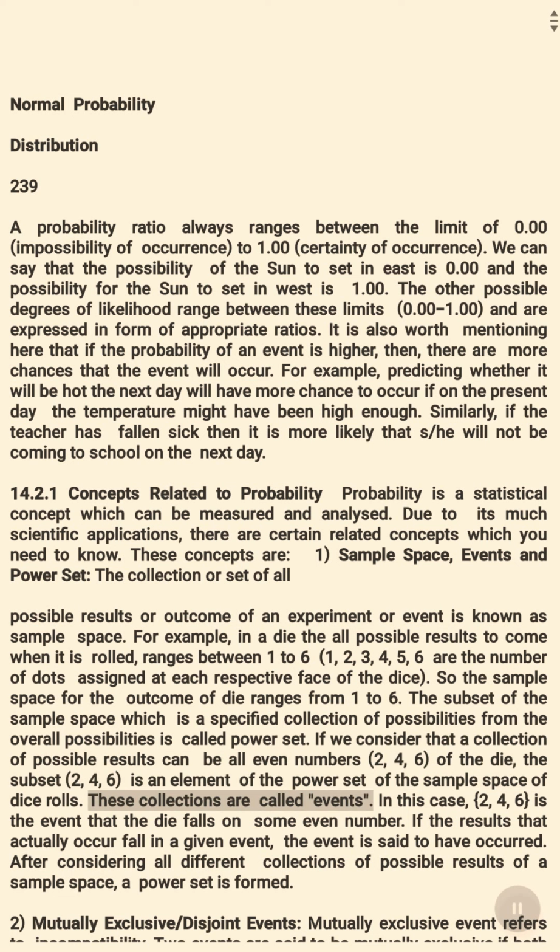These collections are called events. In this case, 2, 4, 6 is the event that the die falls on some even number. If the results that actually occur fall in a given event, the event is said to have occurred. After considering all different collections of possible results of a sample space, a power set is formed.